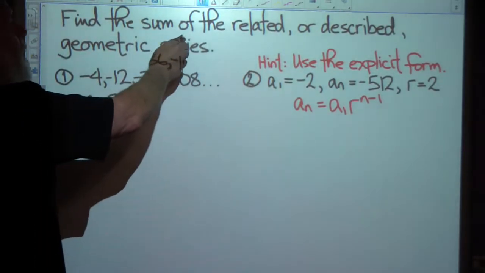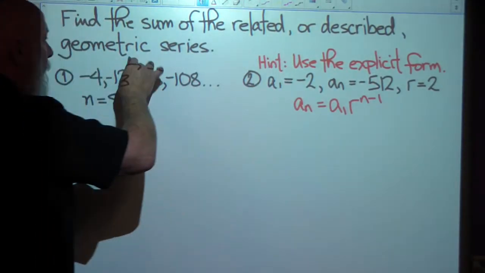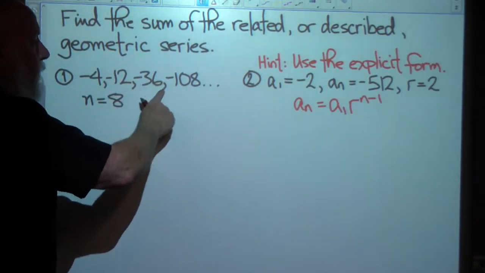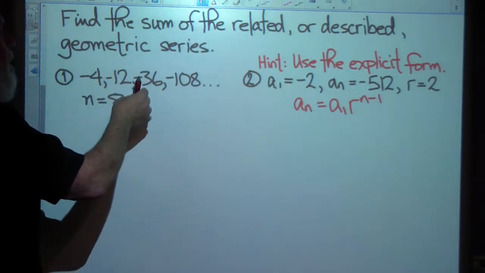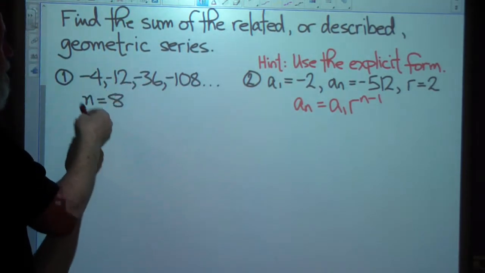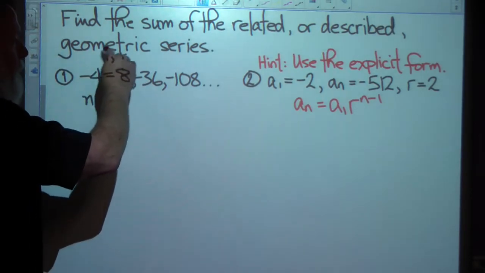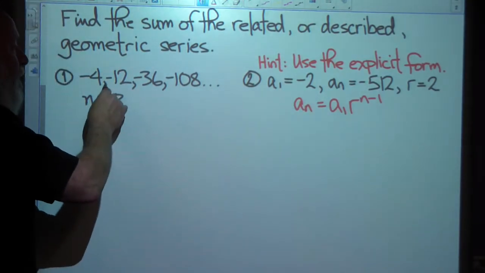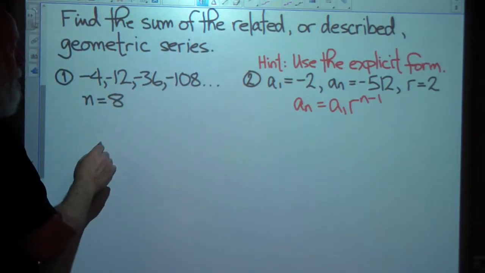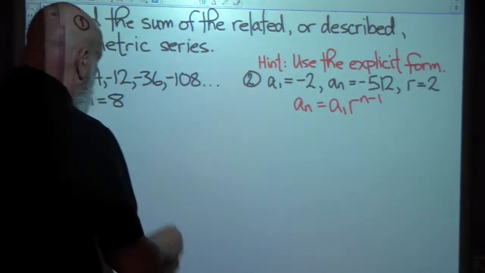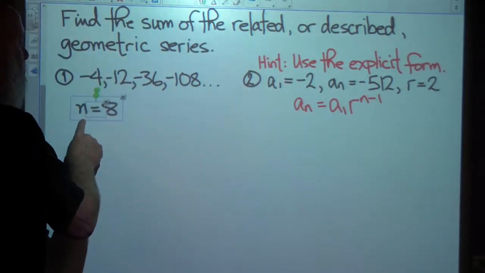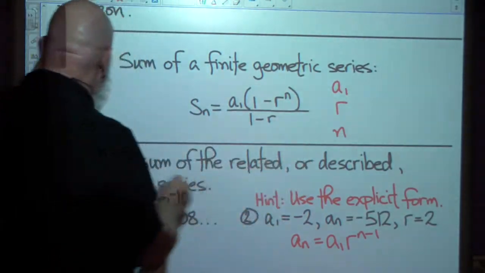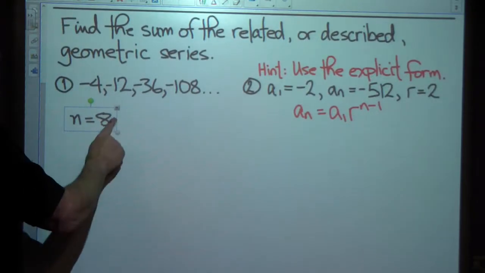It says find the sum of the related or described geometric series. Well, in this case it's related because this is a sequence. So I want to find the sum of the related geometric series, which is -4 plus -12 plus -36 plus -108, so forth and so on. And it'll continue this pattern until I get 8 terms. So what I'm going to do is figure out what R is, because remember, what I need is the first term, R, and N. Well, they gave us N right here. That's the number of terms.